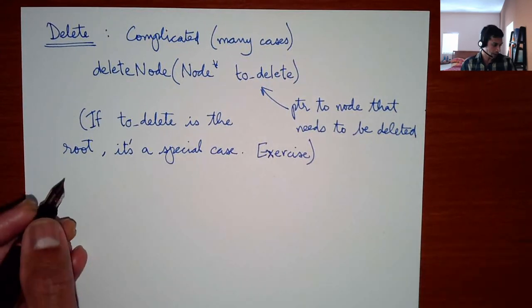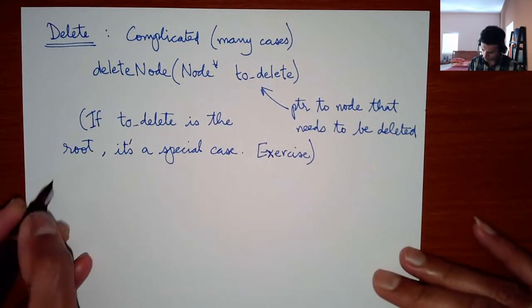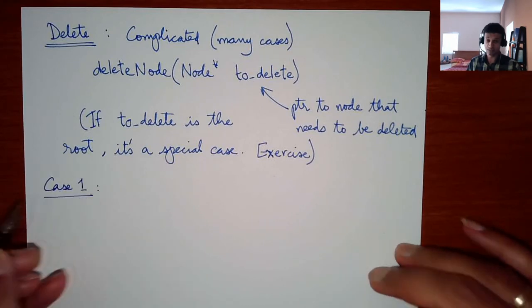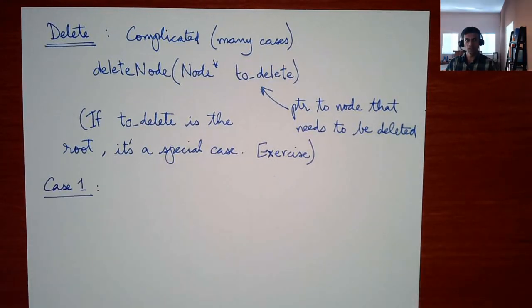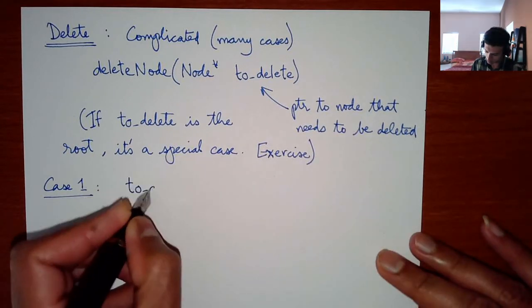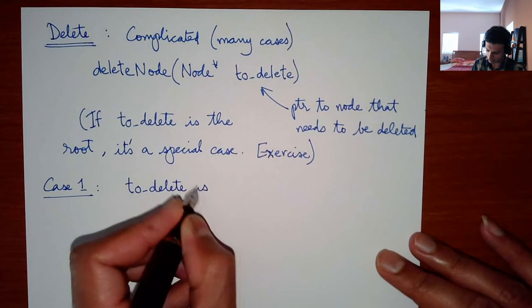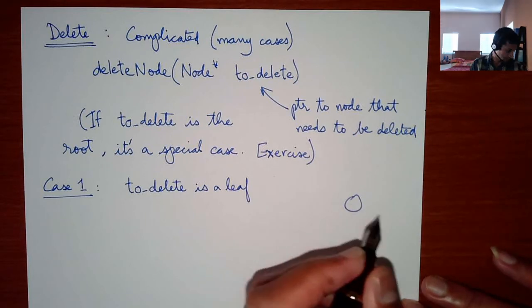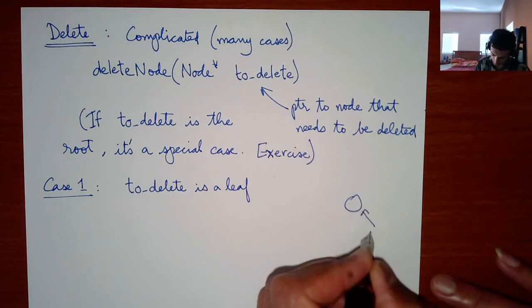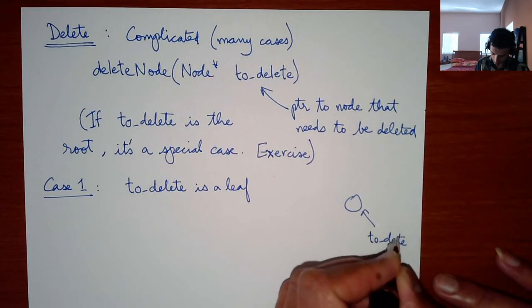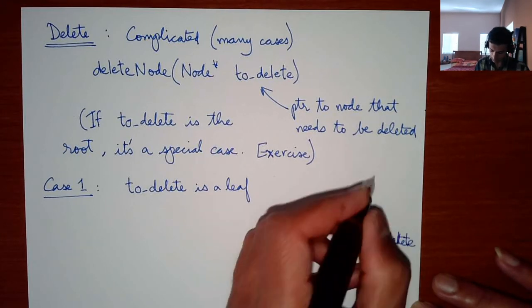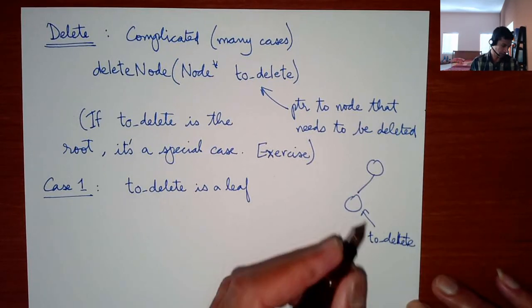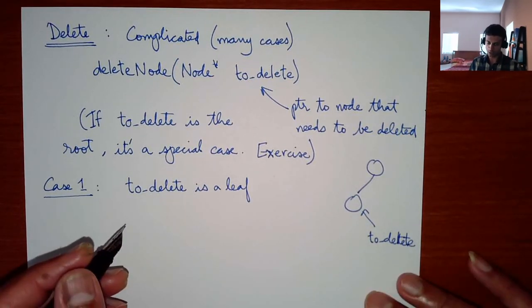Okay, so I'm going to break up delete into 3 cases. Case 1 is the easiest, and at this point, it's complicated enough that I'm not going to write out the code, but I'm going to explain the logic, and you should be able to convert this to code. So the easiest case is when the node that you want to delete is a leaf. Let's say this is toDelete. This is the node that you want to delete. And this is just a leaf, so it doesn't have any child pointers here.